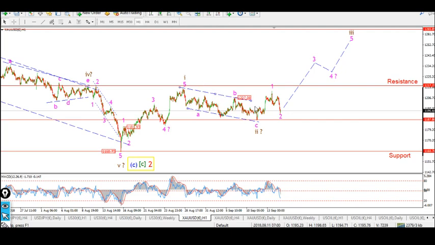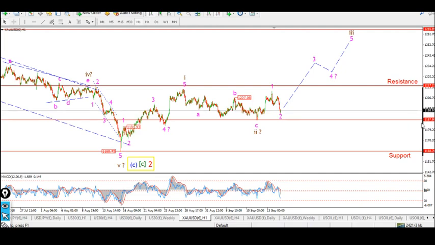The other way of looking at this is a larger wave 2. So we could be looking at, let's say, an A wave down, 3 waves up in wave B, and then maybe a 5-wave pattern down to complete wave C of 2 again. And that would be the alternate count if 1187 breaks.